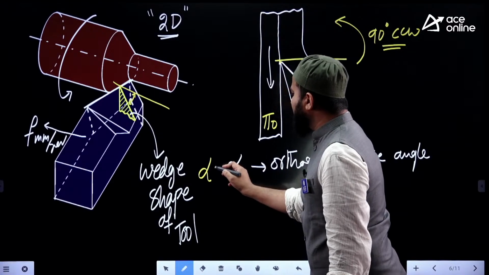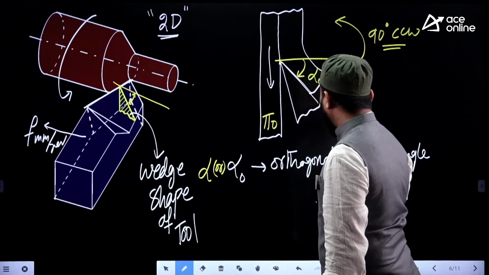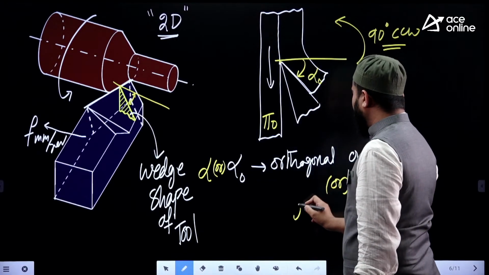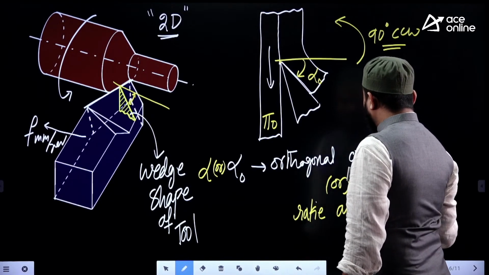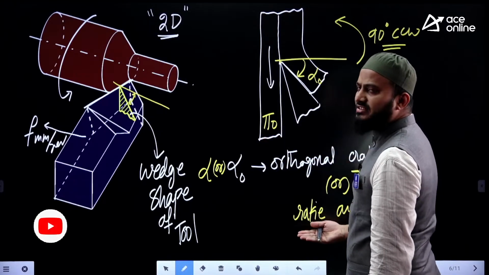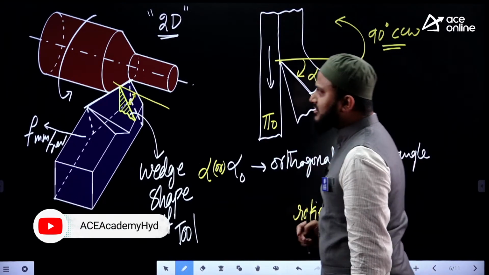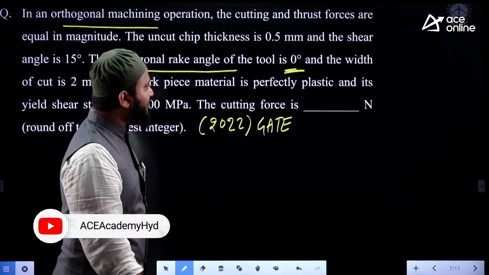Sometimes we may use just alpha, and instead of calling it every time the orthogonal rake angle, in the questions they mention simply the rake angle. In orthogonal machining, because orthogonal machining is anyway considered, whatever angle they are mentioning as rake angle indirectly indicates it's the orthogonal rake only.